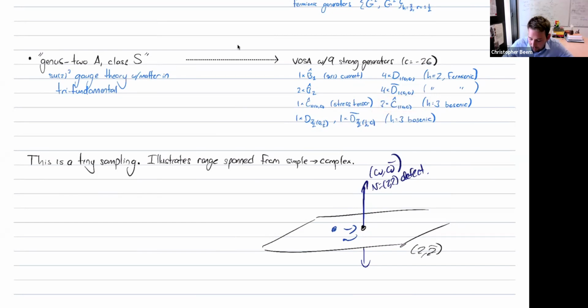So to a certain extent, I think this should be thought of as indicative of the generic case, which is that you have a lot of stuff, and just knowing the affine currents and the stress tensor and maybe any extra supercurrents still leaves a lot to be ascertained.